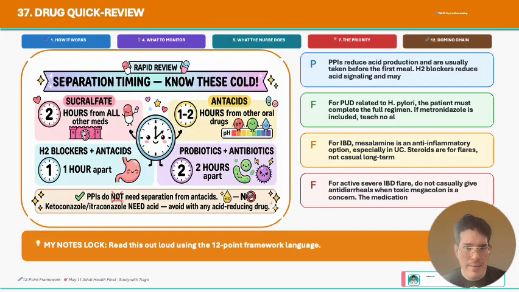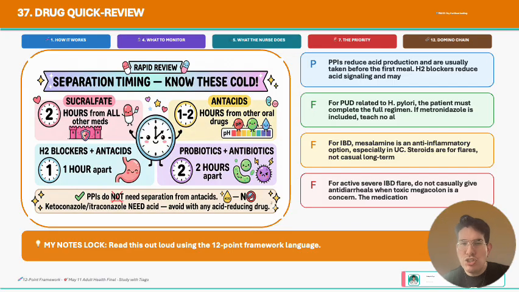For IBD, mesalamine is an anti-inflammatory option, especially in UC, right? Steroids are for flares, not casual long-term maintenance, okay? So biologics require infection screening and patient teaching about infection risk. So for active severe IBD flare, do not casually give antidiarrheals when toxic megacolon is a concern. The medication that seems helpful can become dangerous if it slows an inflamed colon.